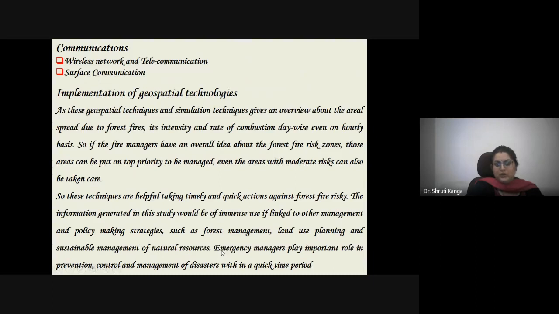Then emergency management can play an important role in prevention, control and management of different disasters in a quick manner. With this kind of study, different officials and people residing in those areas can be trained, so that timely prevention, control, and management of these disasters can be taken care of in a quick time period.